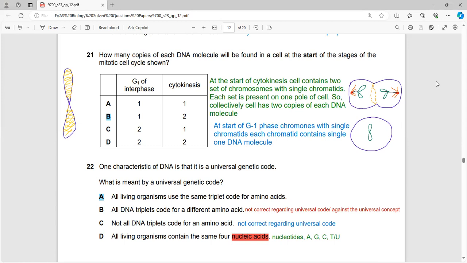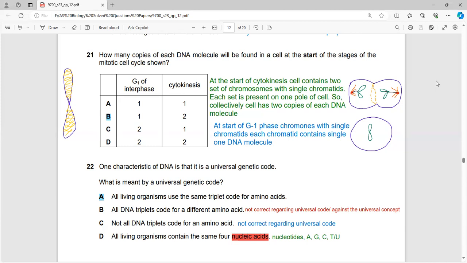For example, G1 is a part of interphase, and cytokinesis is the last phase of M phase. M phase means when the cell is dividing. So we're going to see what is happening at this point. For example, at the start of cytokinesis, the cell contains two sets of chromosomes with single chromatids. Each set is present on one pole of the cell. The chromatids got separated at anaphase, and in telophase they move toward the opposite poles, and then the cell is dividing. So this is where cytokinesis has taken place.